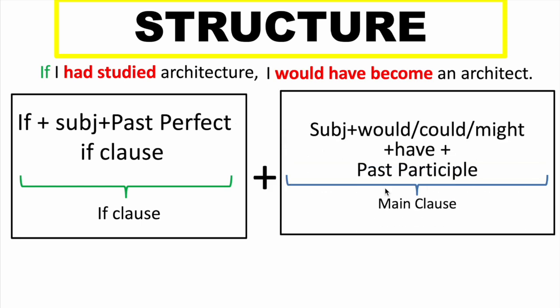And in our main clause, we need subject plus would, and also you can use could, might instead of would, but have is fixed, plus third form or past participle form of the verb. The past participle of the verb become is also become.